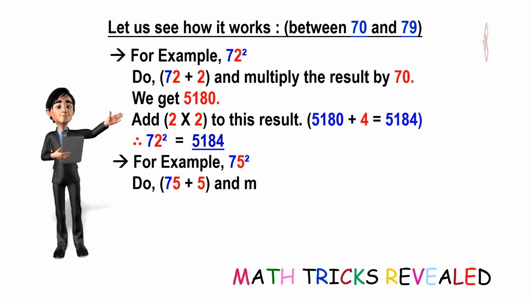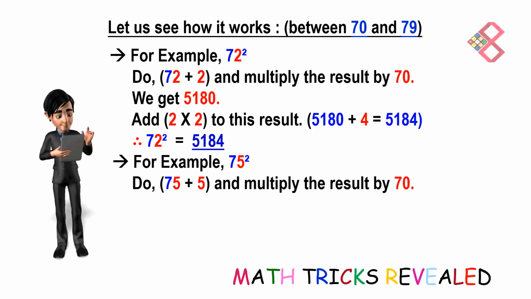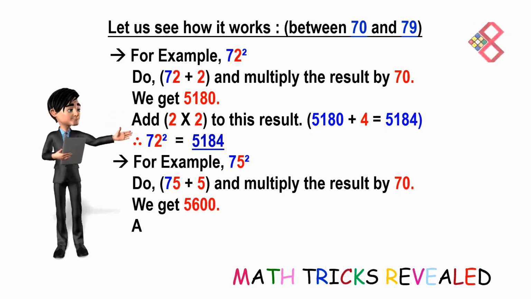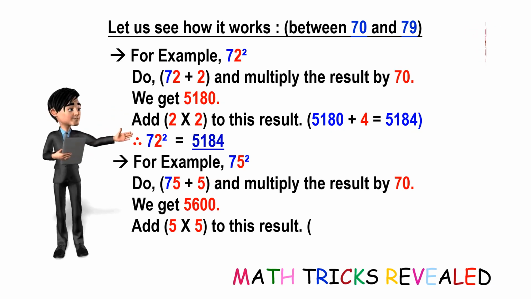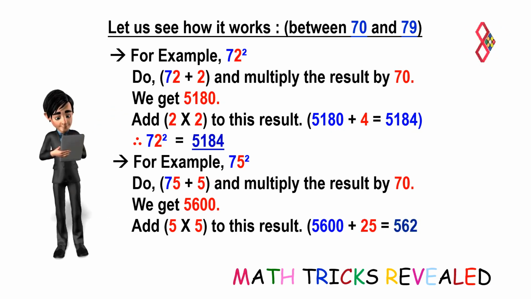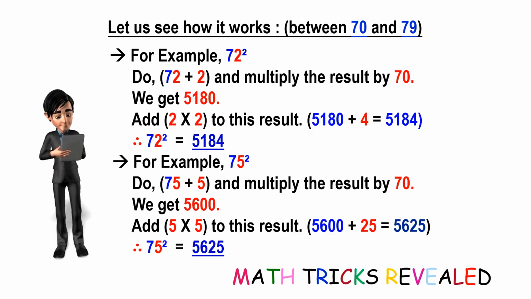We take another example, 75 squared, 75 plus 5. Multiply the result by 70. We get 5600. Add 5 times 5 to this result. 5600 plus 25 will give you 5625. Therefore, 75 squared is equal to 5625.